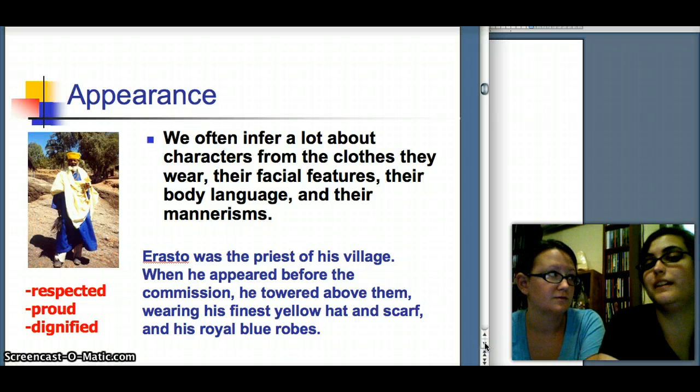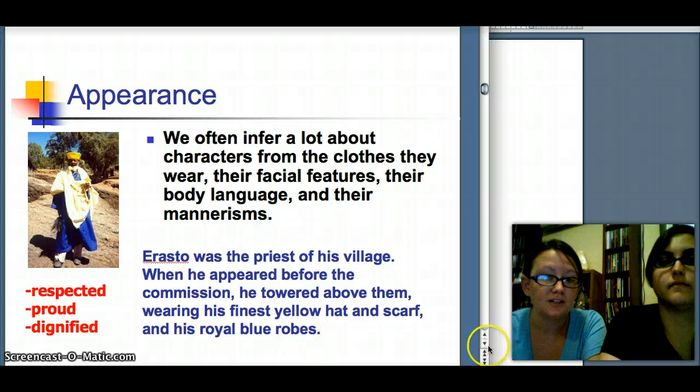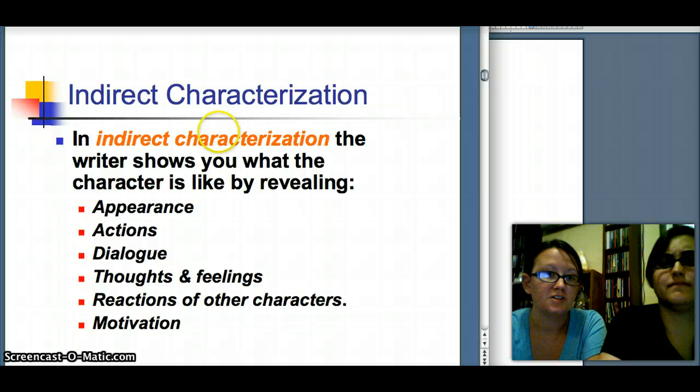Hold on. This is where we need to take notes. So don't forget to be taking notes. When you're taking notes, I want you to write down, both my class and Miss Kelly's class, the type of inference. Write down indirect characterization, what it is, and all the clues. Pause this right now and write this down.